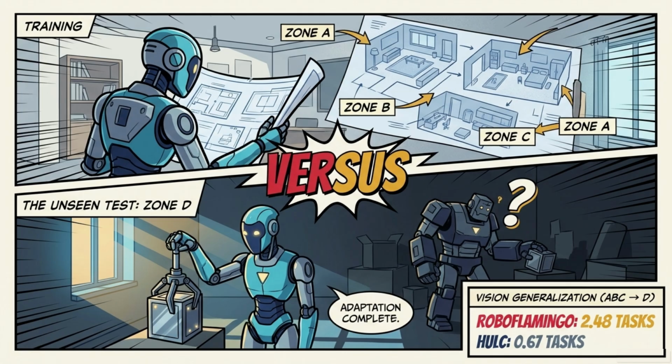The zero-shot generalization capabilities are particularly exciting. When trained on 3 environments and tested on a completely different 4th environment with novel visual contexts, RoboFlamingo completed 2.48 tasks on average, while HULC managed only 0.67 tasks. This shows that vision language pre-training really helps the model understand and adapt to new scenarios.